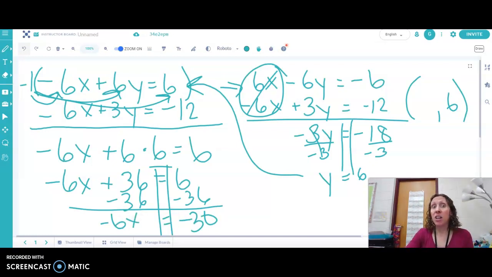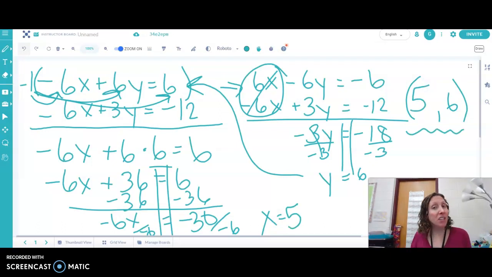All right, then to undo that multiplication, the inverse operation would be to divide by negative 6, leaving us with x equals 5. So our point of intersection, or the solution, would be (5, 6).